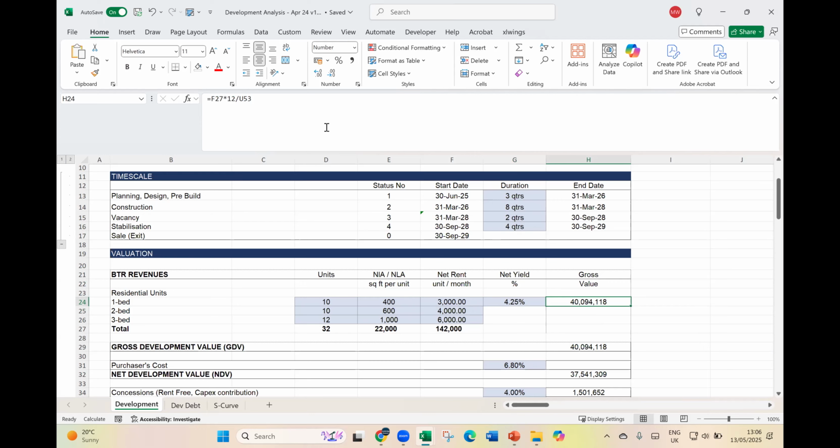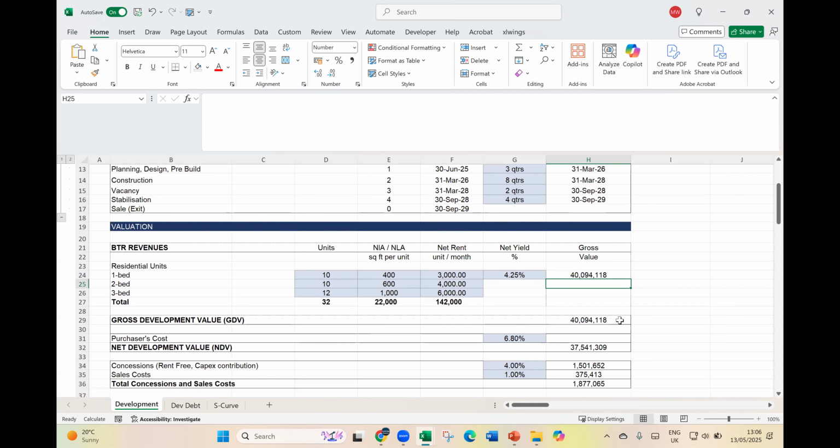Okay, so the gross development value comes from your rents. In residential, we normally use monthly rents, and then we multiply by 12 and by the number of units. That's what the formula here is doing: the number of units, the rent that you're going to receive in total times 12, because there are 12 months in the year, divided by your yield of 4.25%. Okay, and that gives you a GDV of 40 million.